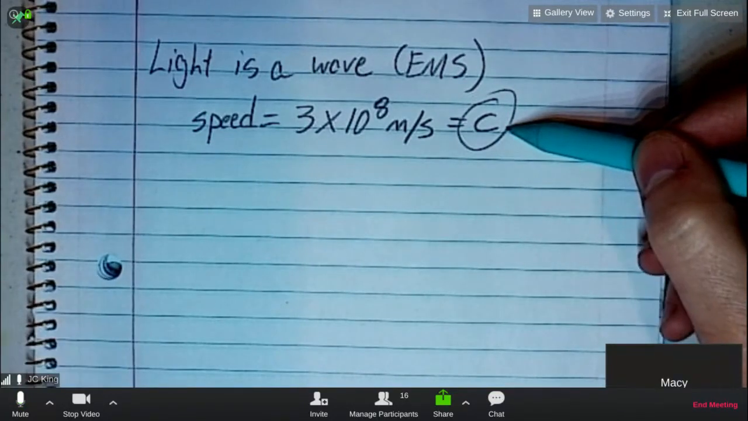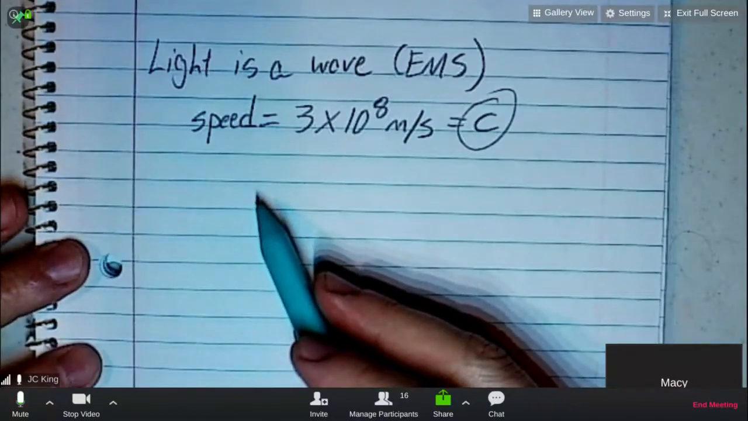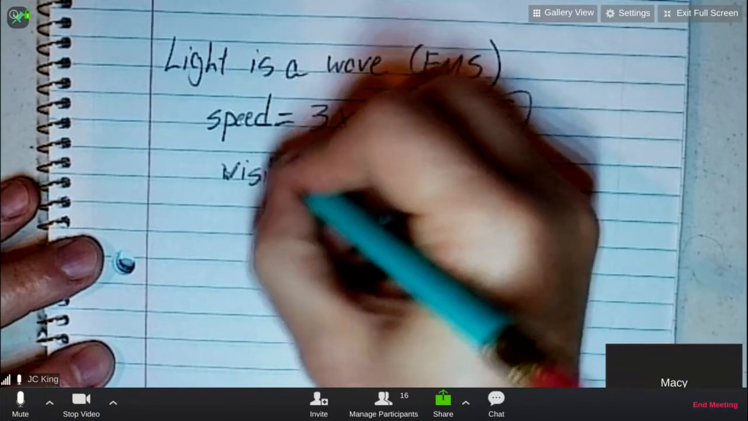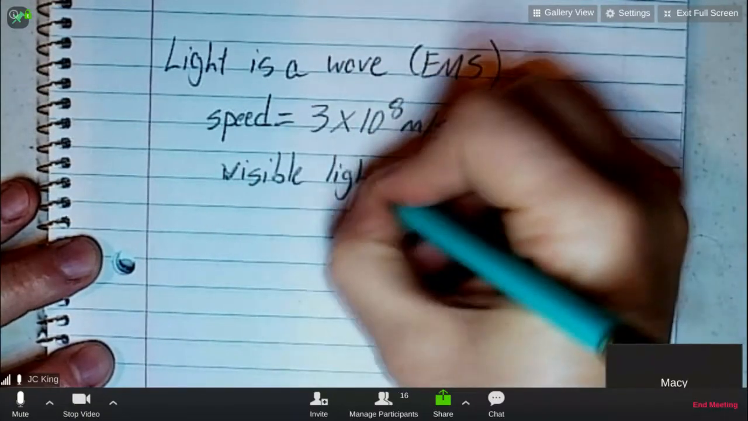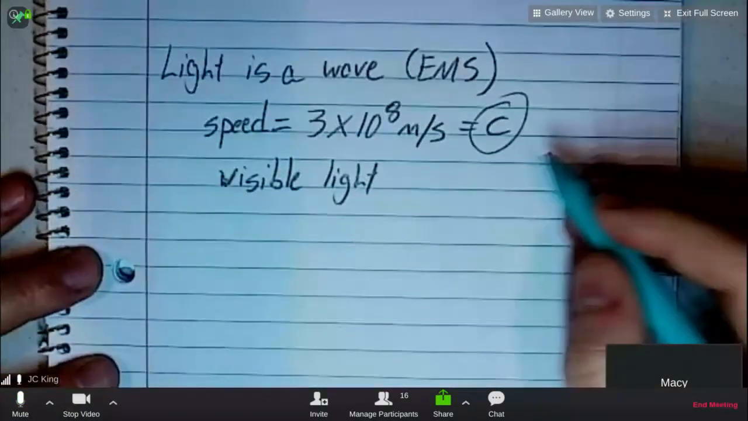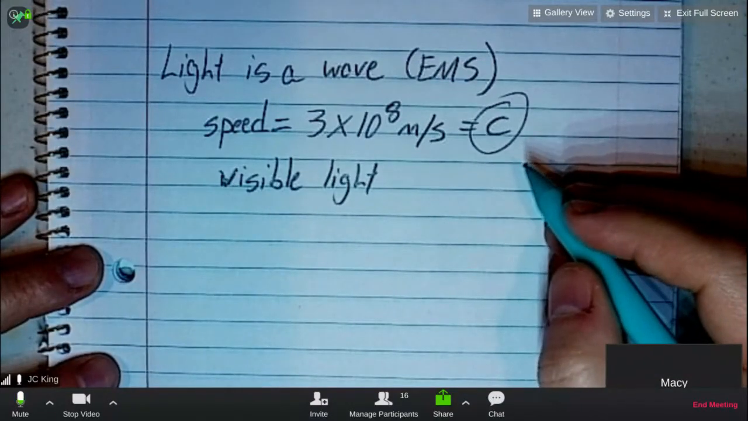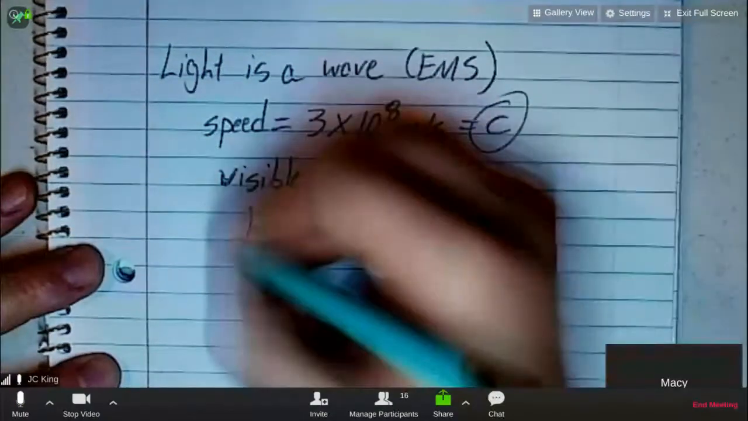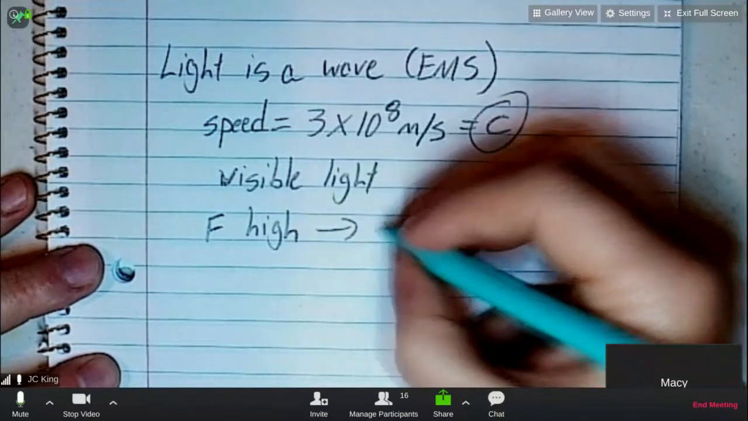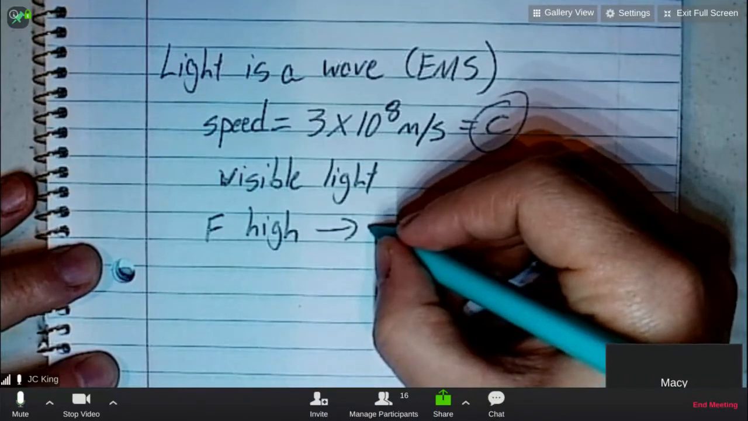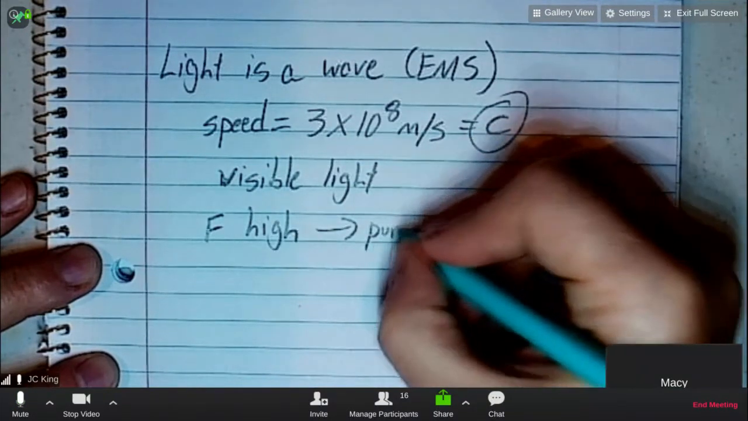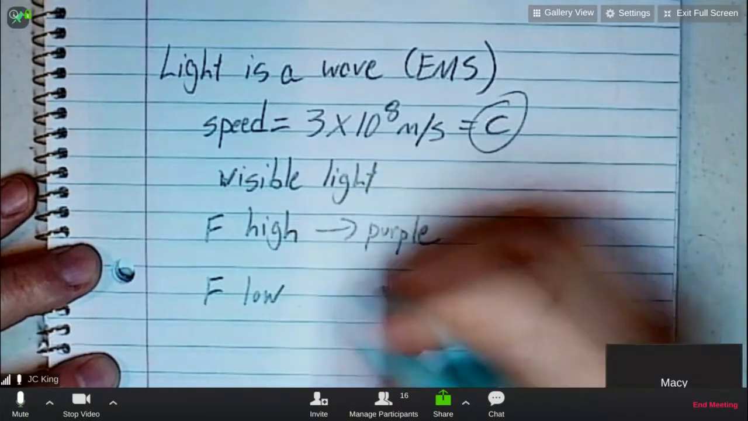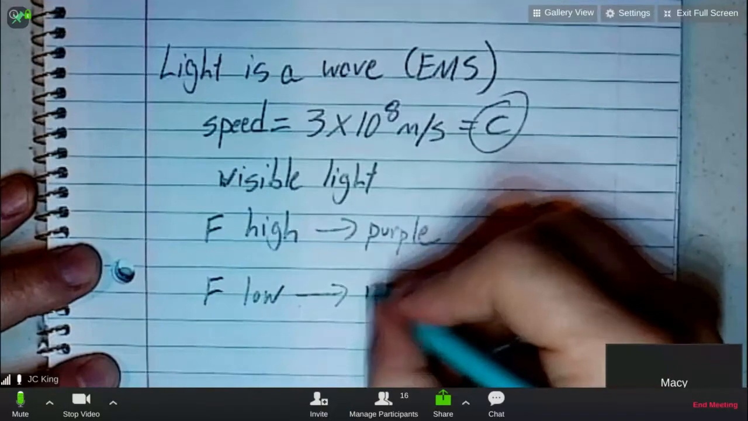Now, when you're talking specifically about visible light, then you are talking about frequencies that run from the high end, which is your purples and your violets, and you're talking about low frequency, which are your reds.